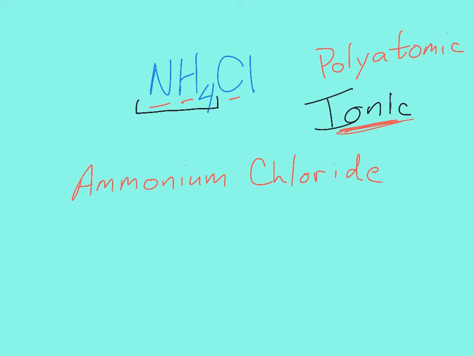Now I said that was the last one. I want to try one more. What if we had Br2? So now we only have one capital letter. There's only one term here. It is one element bonded with itself. Now I do know that Br is a nonmetal. Some nonmetals can bond with themselves. This is called, not binary, this is diatomic.